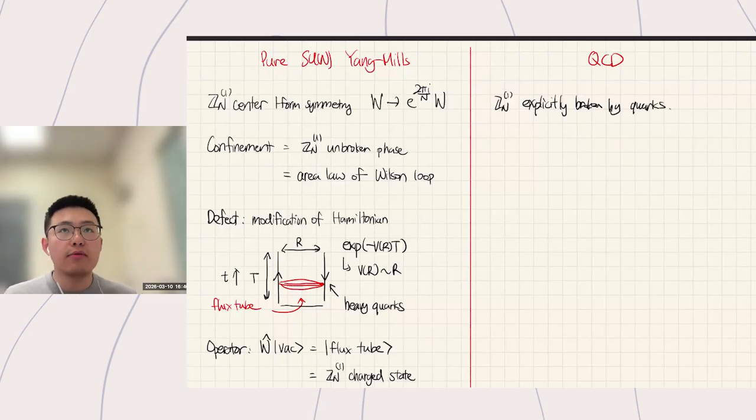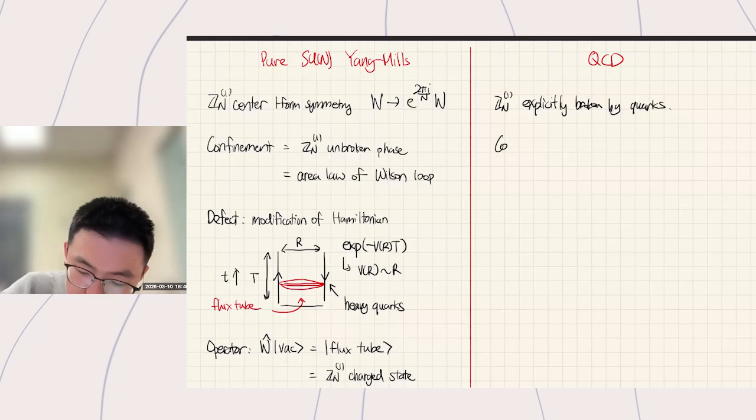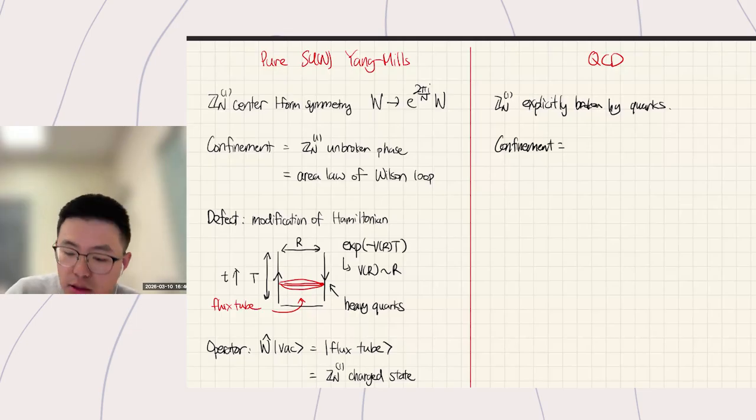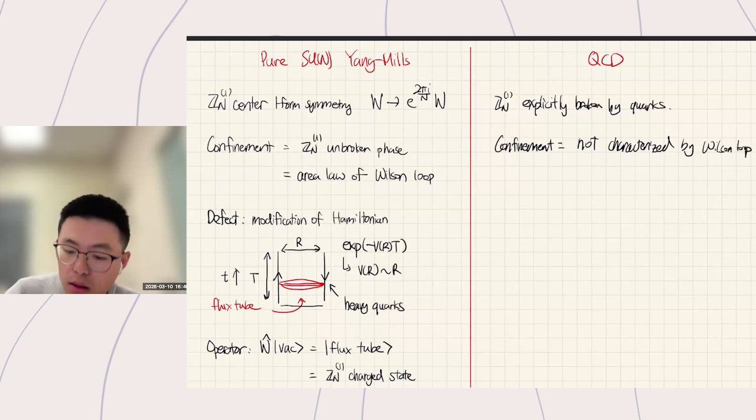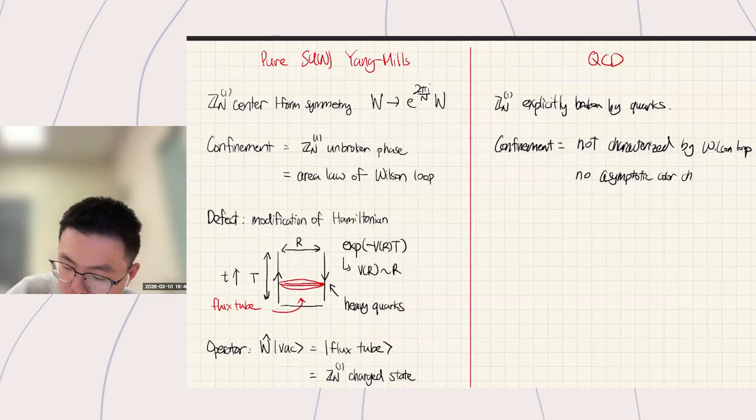Okay. So we don't have the Zn one-form symmetry to talk about. And this is related to the fact that when we think about confinement in QCD, it is not characterized by Wilson loop. Okay. A better way to think about confinement is that it's related to the fact that there are no asymptotic color charge states.